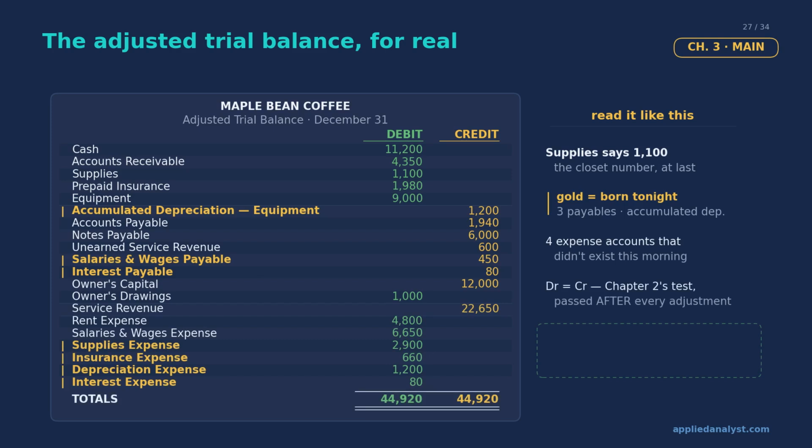Now the totals, 44,920 equals 44,920. Debits equal credits. The same test you learned in Chapter 2, passed after every adjustment.